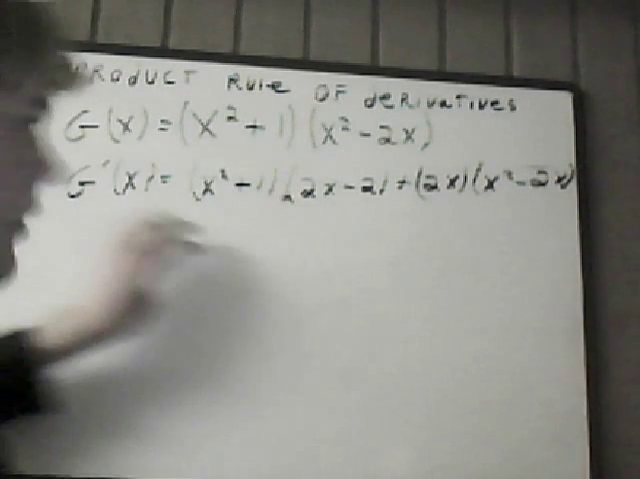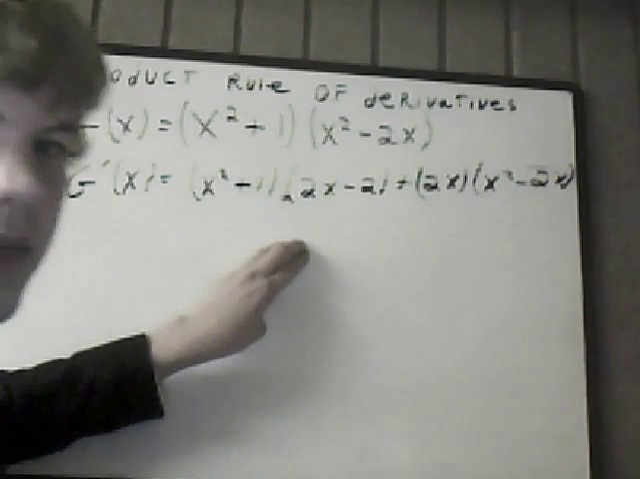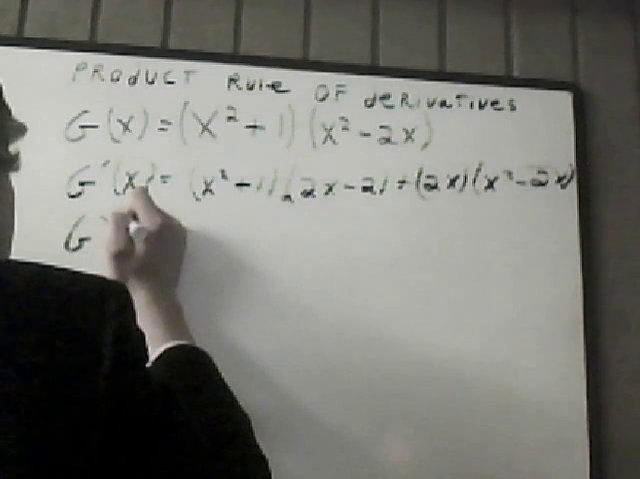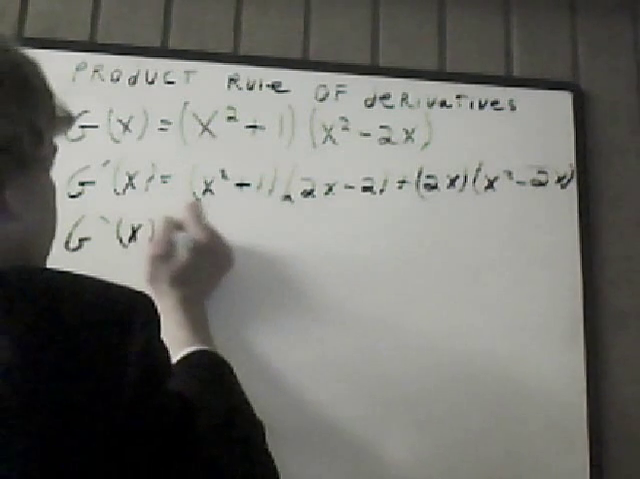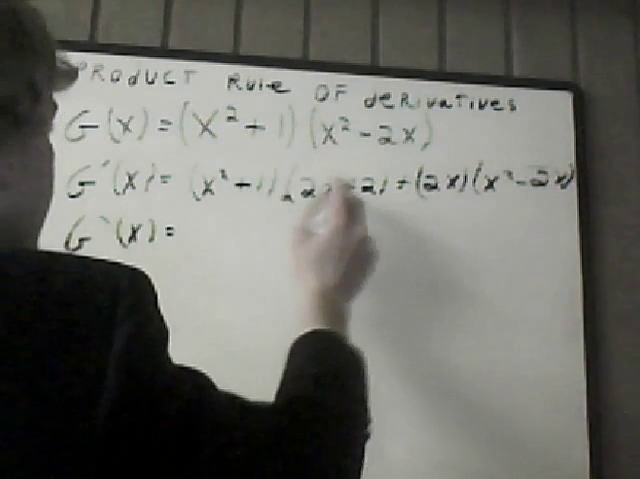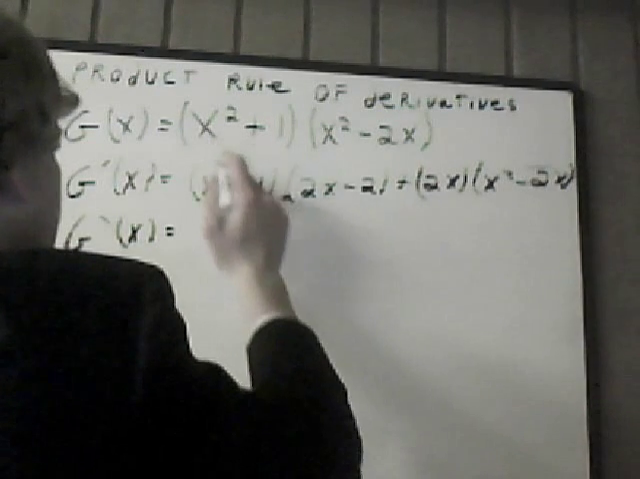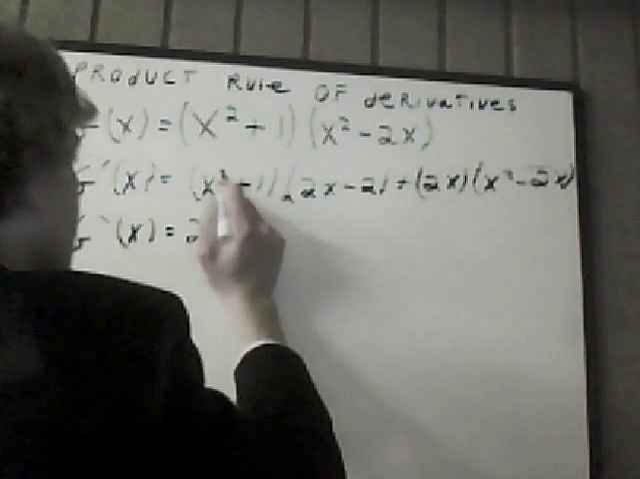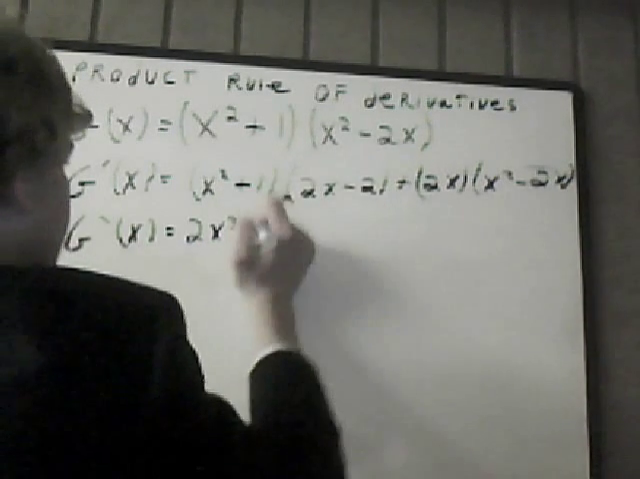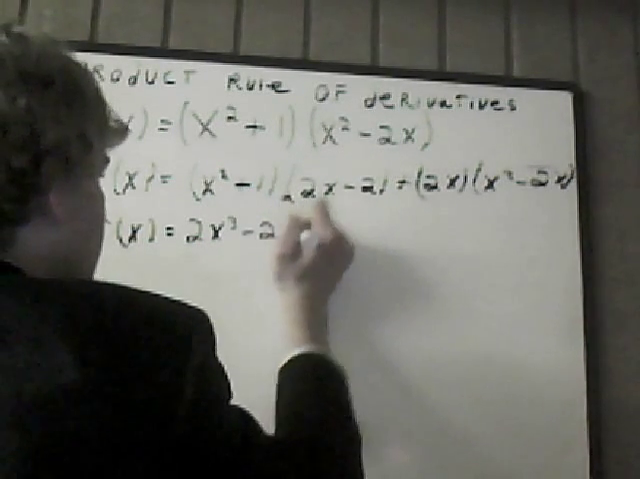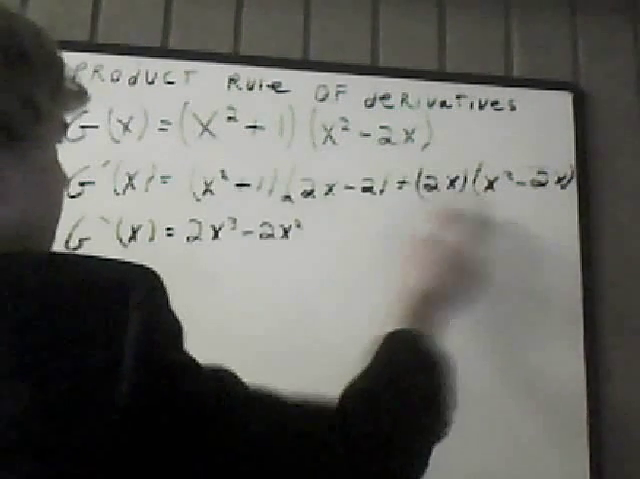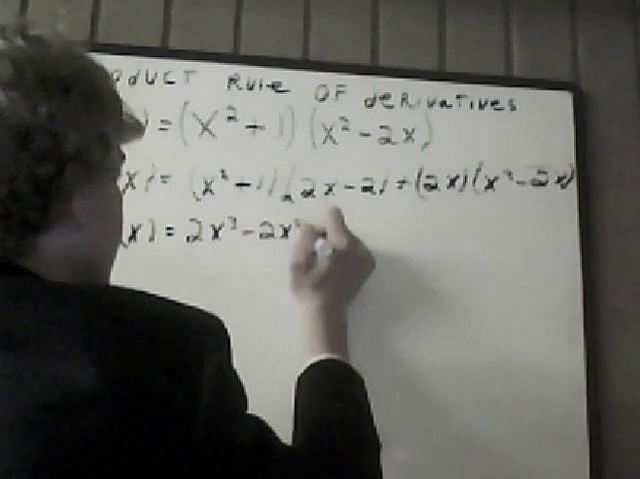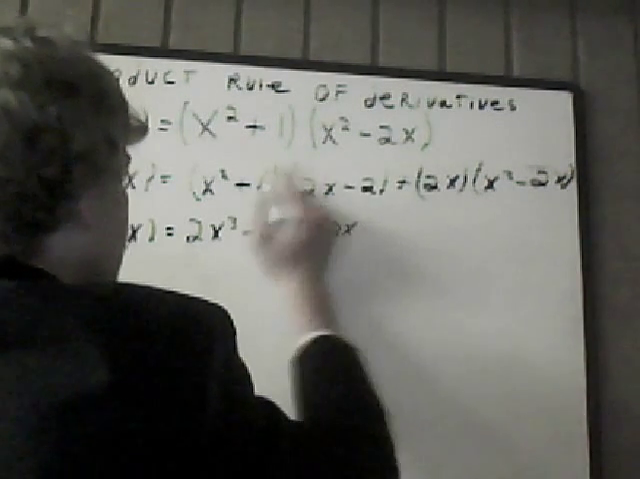Okay, so basically this is our derivative. We're just going to simplify it now. So g prime of x equals, we have to FOIL this through here. So this times this is 2x cubed minus 2x squared. So this is just like an algebra problem now. All we're doing is FOILing. Plus 2x minus 2.